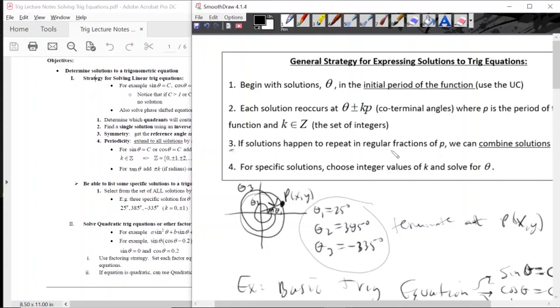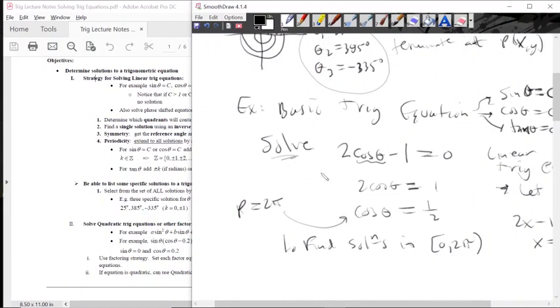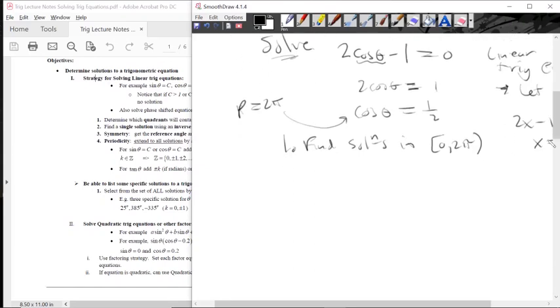Okay. There's one in the notes we can take a look at. And then for specific solutions, choose integer values of k. I already mentioned that before. Right now, the instructions that I've given for this exercise are just solve. That is under the assumption then that we should find all the solutions to this equation. Find solutions, starting with finding solutions from 0 to 2 pi.